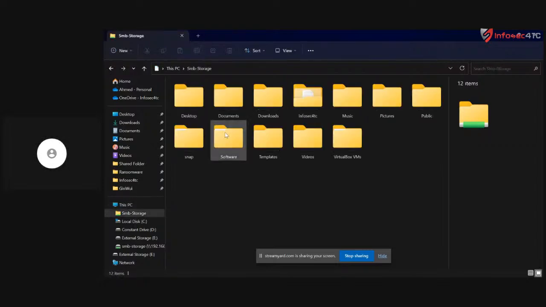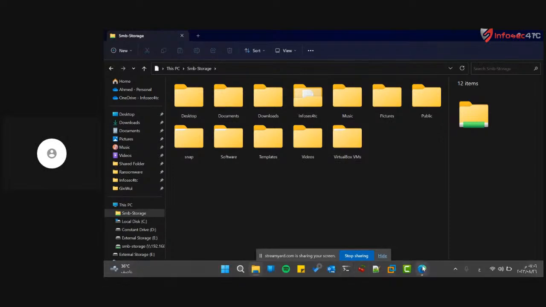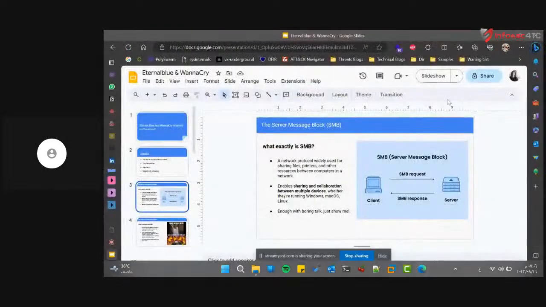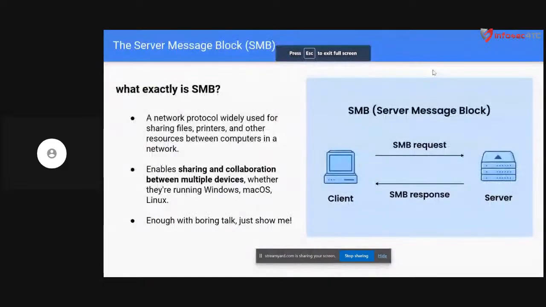And here, the machine I talk about that is using the SMB shares its files to my machine. And if I disconnect my machine from this network, or I disconnect the other machine that is using the SMB, of course, I will no longer be able to access this data. So this is the SMB protocol.